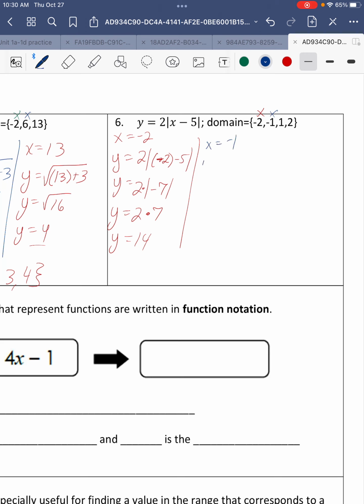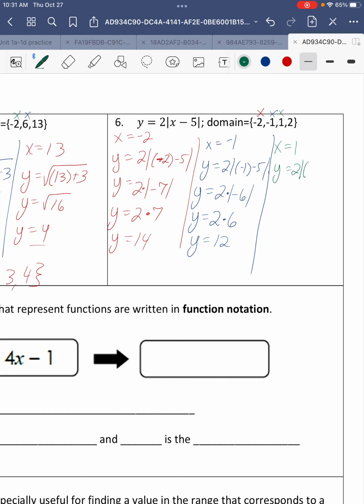We have our next domain, x equals negative 1. So y equals 2 times the absolute value of negative 1 minus 5. Negative 1 minus 5 is negative 6. Absolute value of negative 6 is 6, and the 2 is attached to the absolute value by multiplication. So it's 2 times 6 is 12. Let's keep going. X is going to equal 1. 1 minus 5 is negative 4. Absolute value of negative 4 is always the distance from 0, which is 4. 2 times 4 is 8.